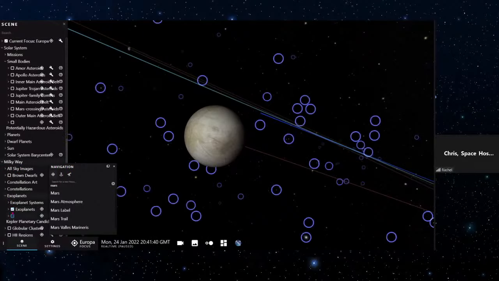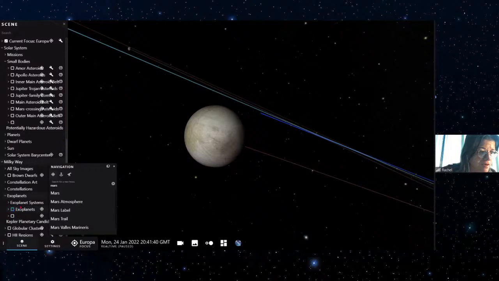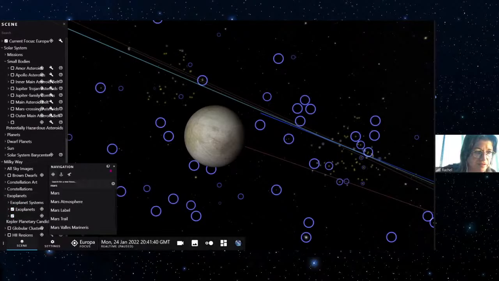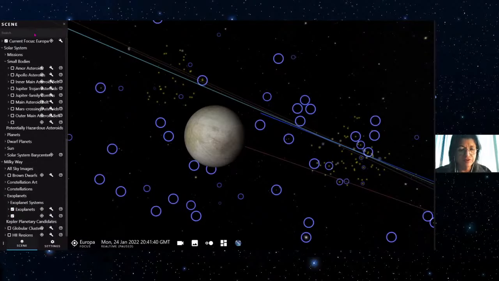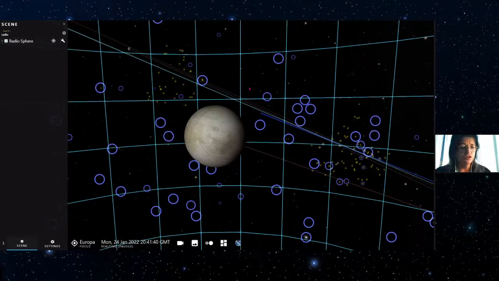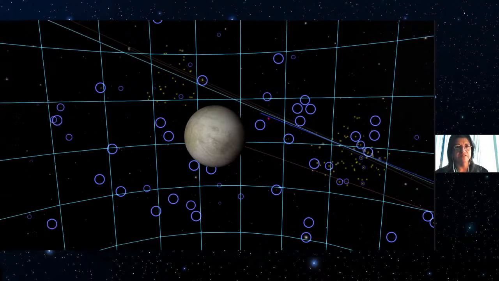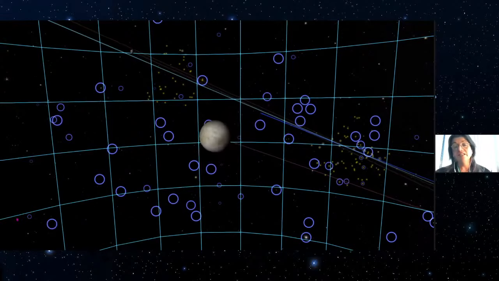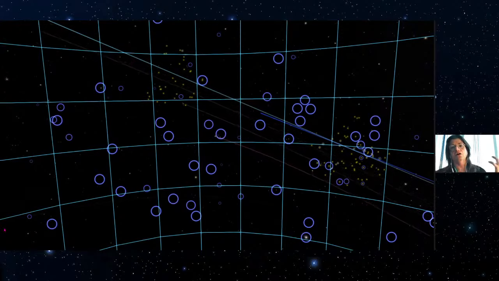So what I'm going to do, before I turn on the exoplanets, well, you know what? I'll turn them both on at the same time. All right, so we are in the solar system, and I'm going to do two things. I turn on the exoplanets, and I turn on the radiosphere. So we have two data sets that we're looking at: exoplanets and a sphere that represents our radiosphere.